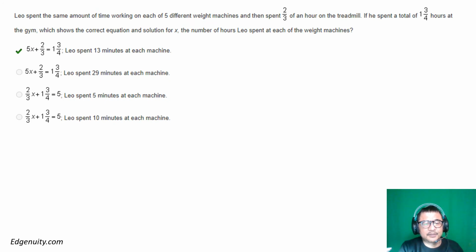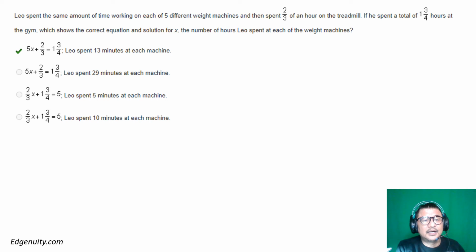Okay, let's read this problem first. Okay. So it says Leo spent the same amount of working time for each of the five weight machines, and spent 2/3 of an hour on a treadmill. So the weight is different from the tread. If you spend a total of 1 3/4 hours at the gym, which shows the correct equation, and then eventually solve for X, the number of hours Leo spent on each of the weight machines.